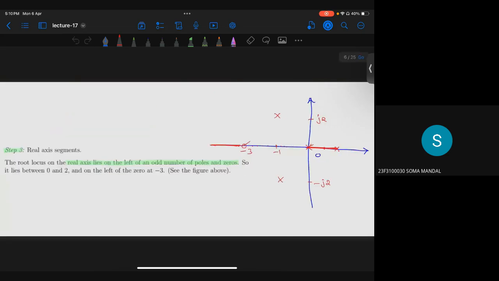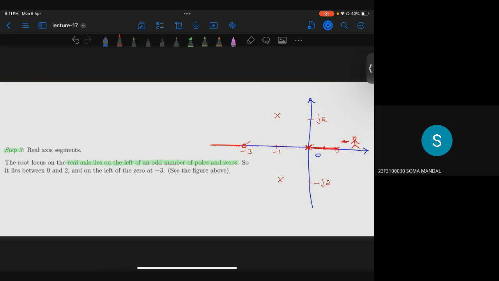The third step is the real axis segments. Now you can see all these red cross marks and the zero. When you start walking from left to right, at any point, if you see an odd number of poles and zeros on your right side, then that point will be part of the root locus. Suppose you are here, on the right side you see only one pole, so this is part of the root locus.